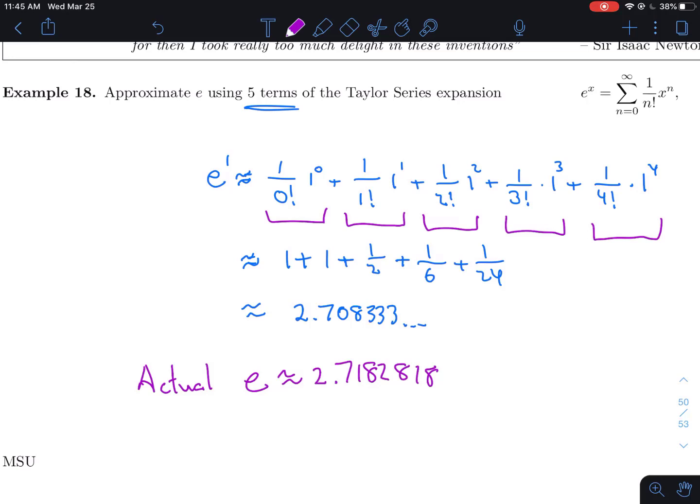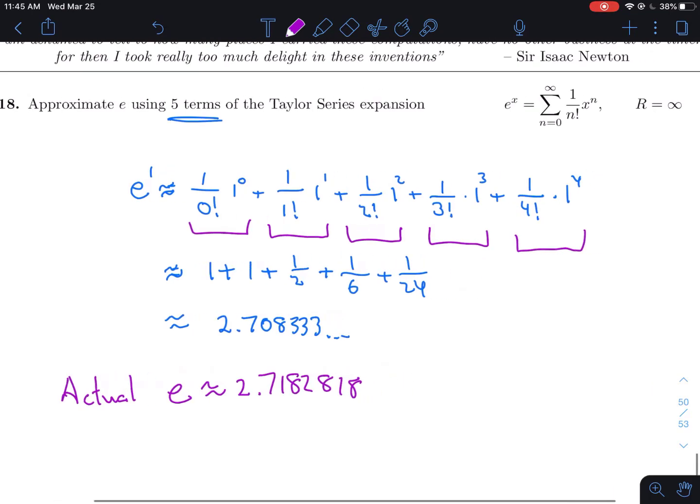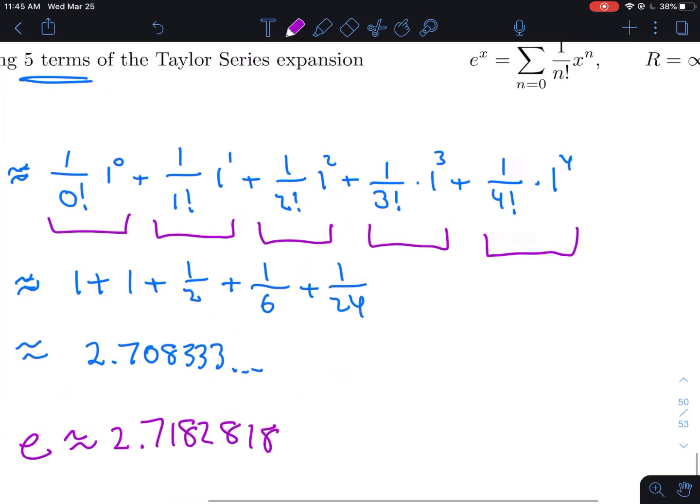So when a problem says 5 terms, notice that it only goes up to degree 4, right? Because you have the 0th term, the 1st term, the 2nd term, 3rd term, and 4th term, and those added together are 5 terms. However, if it said a 5th degree Taylor polynomial, then you would want to take it to the 6th term, because that's when you actually see x to the 5th power.